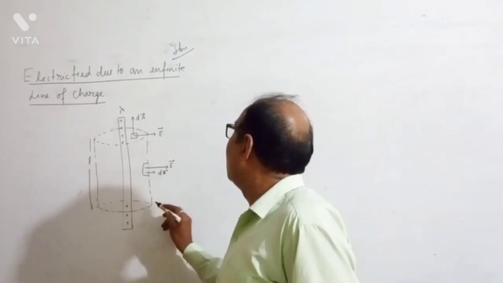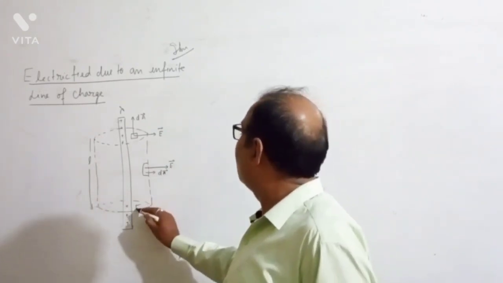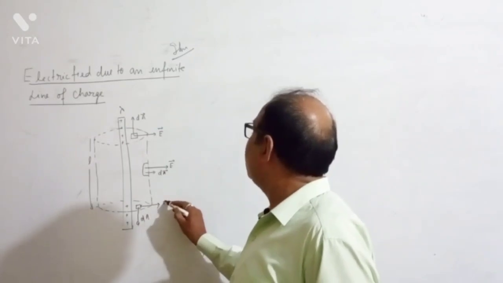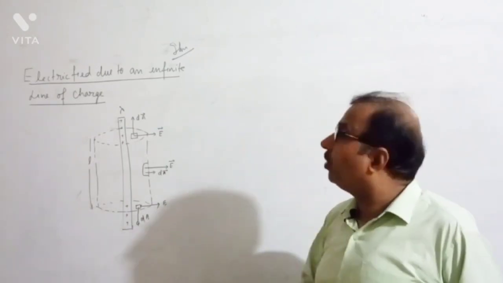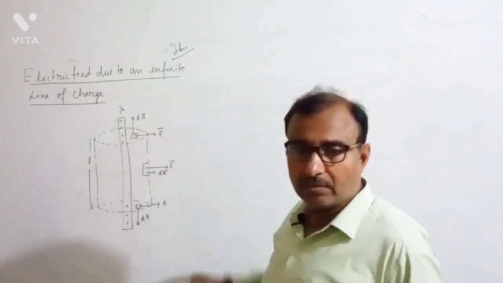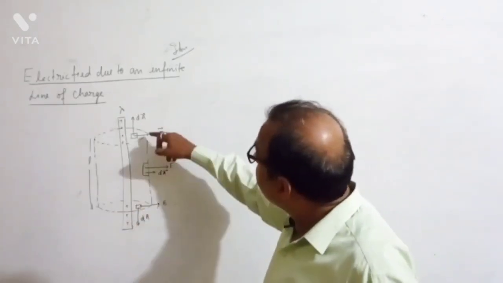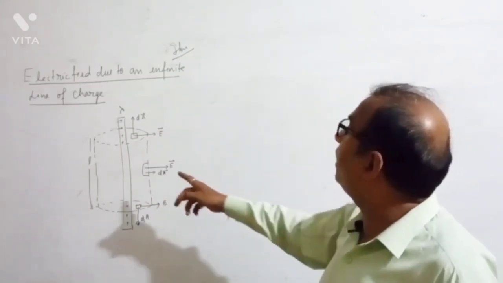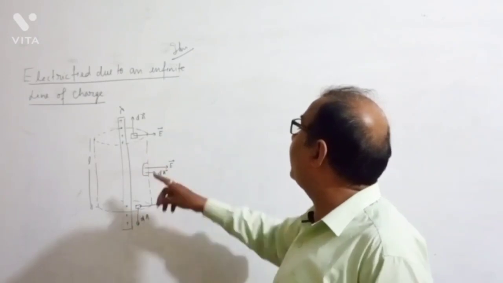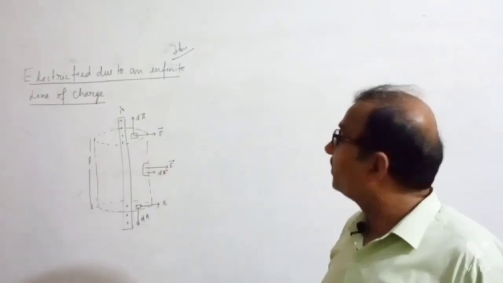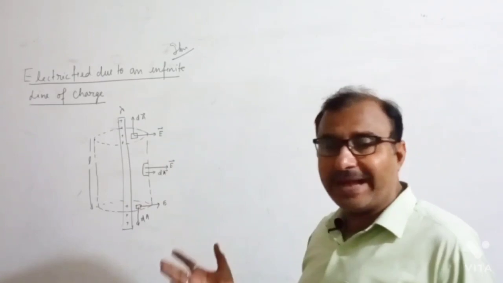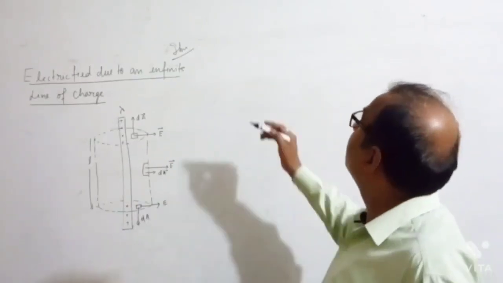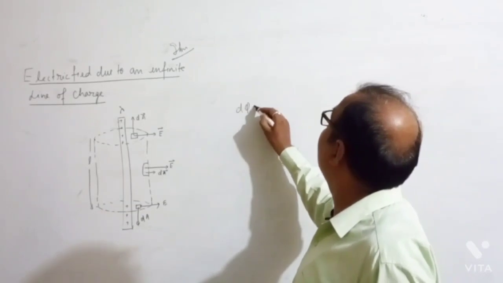Electric flux will pass only through the curved surface of the cylinder. In the curved surface, if we take an area element dA, then dA and E are parallel to each other. So d phi equals E dot dA, and the angle between E and dA is 0.